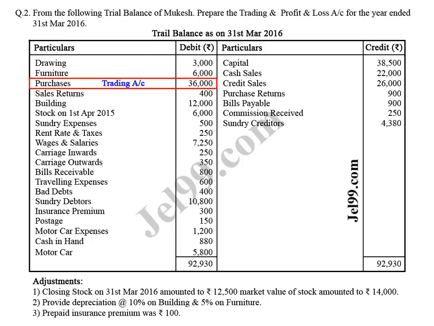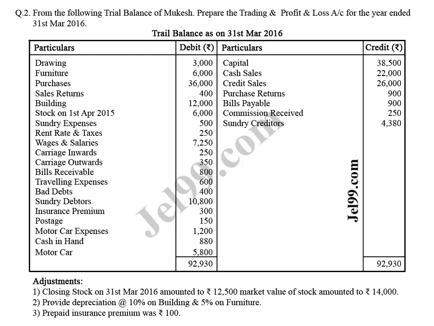First item is drawing of rupees 3,000. This is shown on liability side of balance sheet. Then furniture of rupees 6,000. This is shown on assets side. Purchases of rupees 36,000. This is shown on trading account. Sales returns of rupees 400. This is shown on trading account. Building of rupees 12,000. This is shown on assets side. Stock on 1st April 2015. This is shown on trading account.